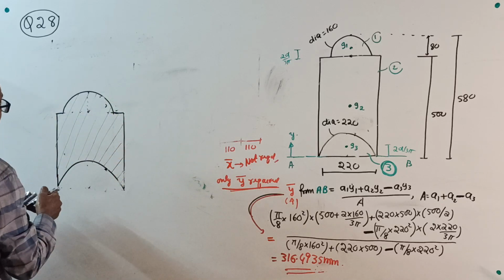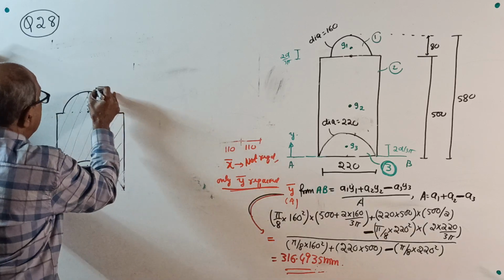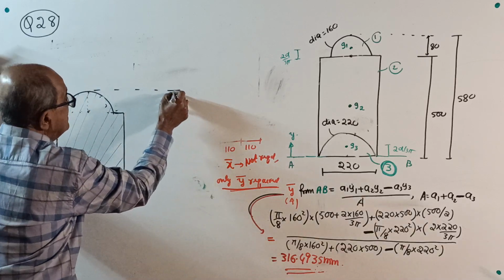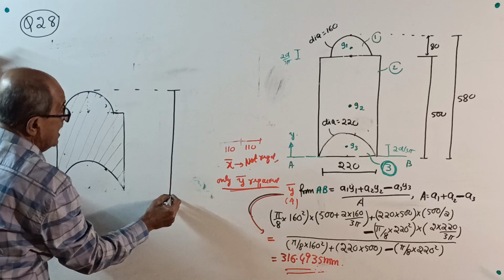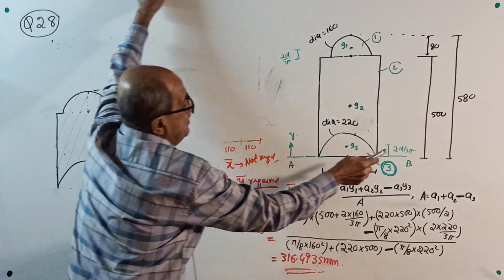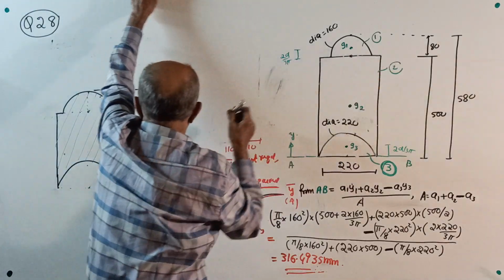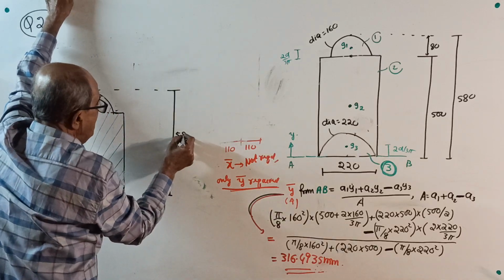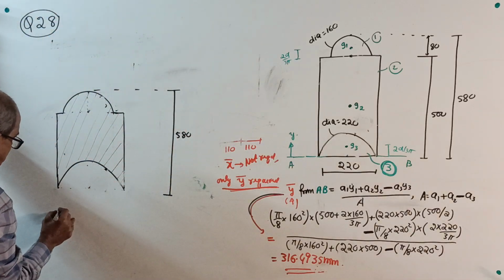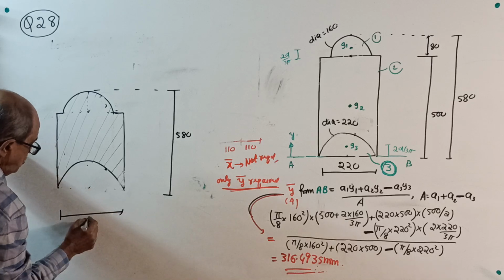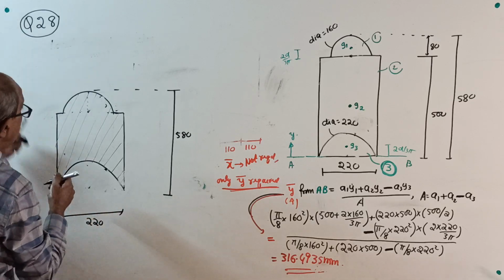You show only the total height somewhere. Mark the total height. How much is it? 500 plus 80, 580. This total base width is 220. One more sketch you write. There you write.